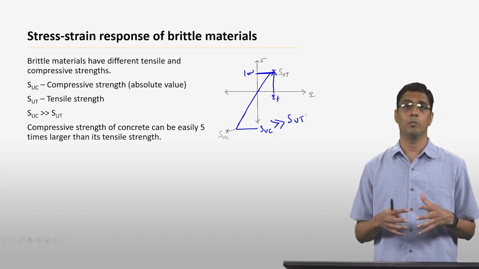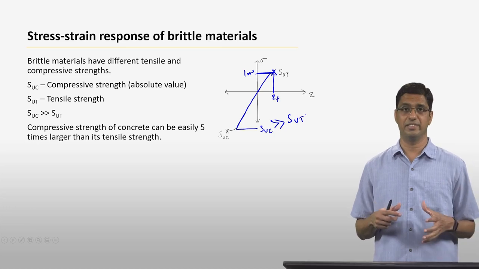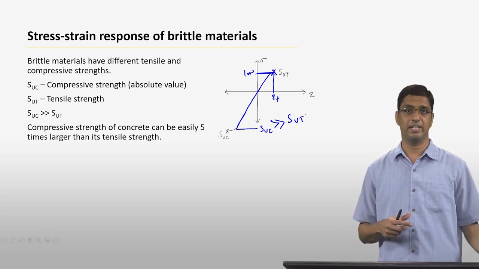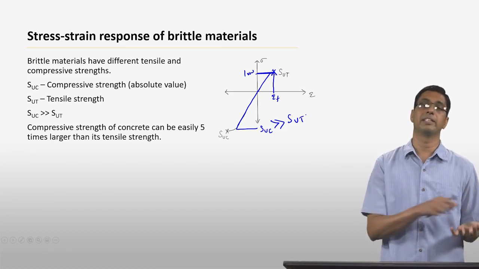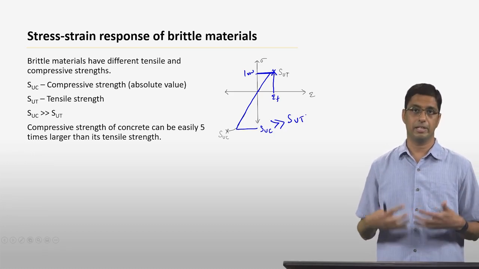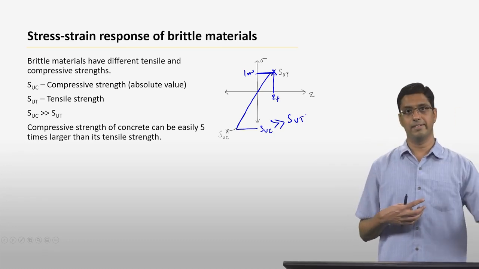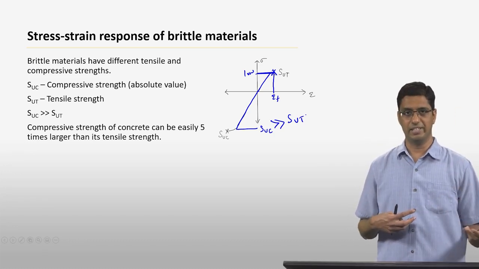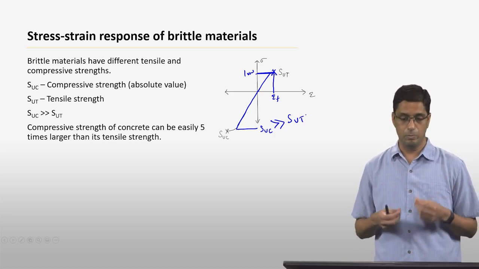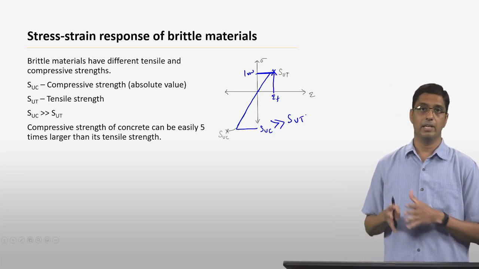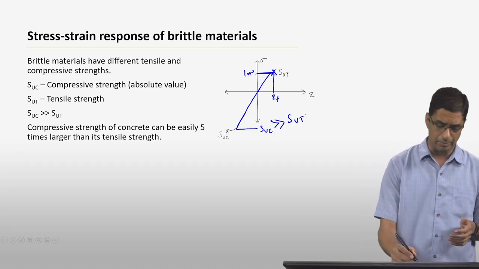And that is the reason why you try to have concrete beams in compression, not in tension. So when you have a structure and a concrete beam, you usually have that beam under compression because it can take a lot more stress under compression. And that's why when you have a concrete beam that goes across, you reinforce it with steel so that the steel can take the tension. So that's the reason why you always try to subject brittle materials to compression rather than tension. This is something that you must keep in mind.